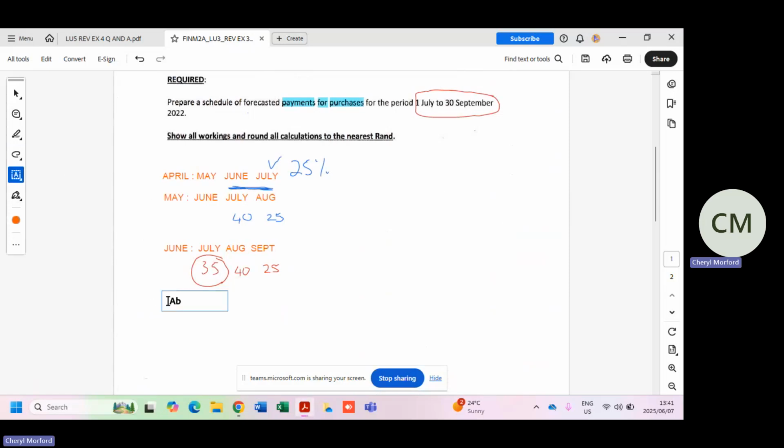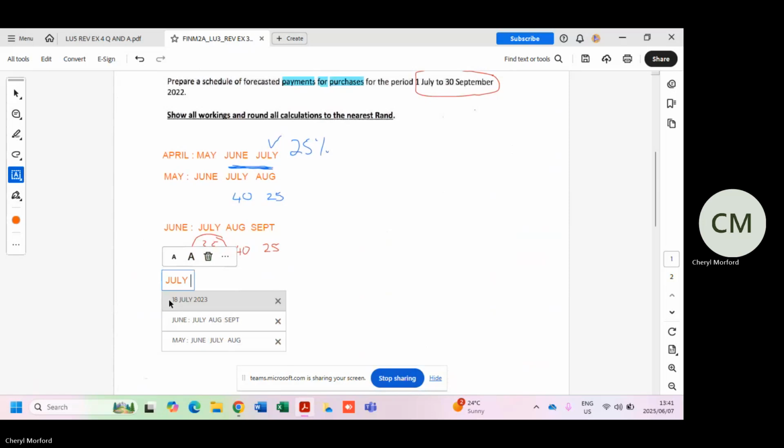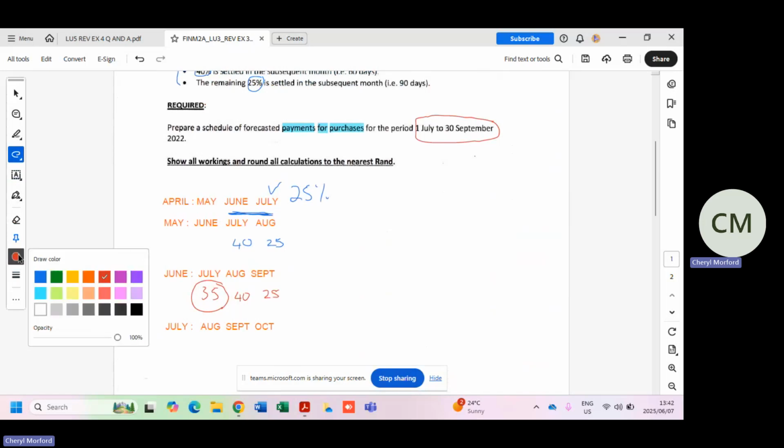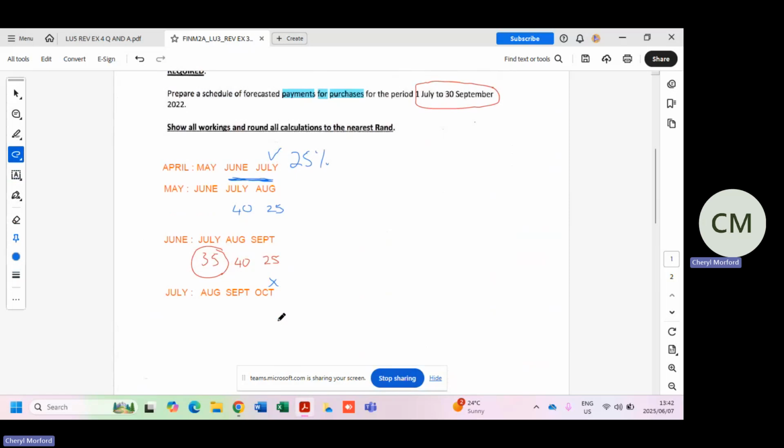Let's do the purchase made in July. How does the payment go? Start 1 month later: August, September, and October. Which of the months do we need? July, yes. August, yes. But what about October? No, it's too late. We're ending with September. So what are the amounts going to be? August, it will be 35, September 40, and we do not record that 25%. Don't forget what's going to happen over here with that 35 discount.